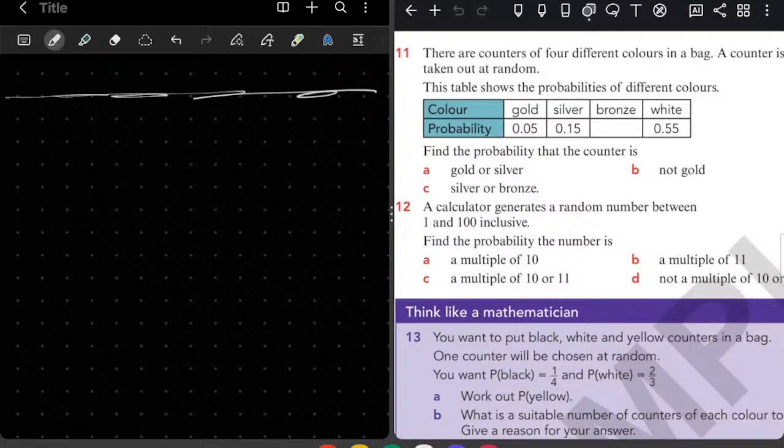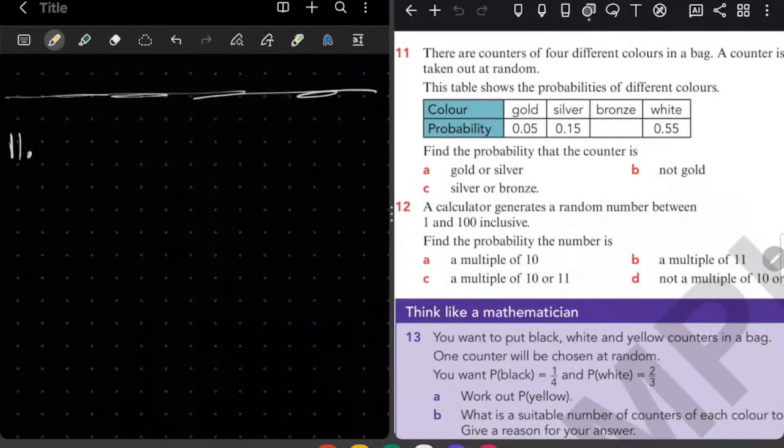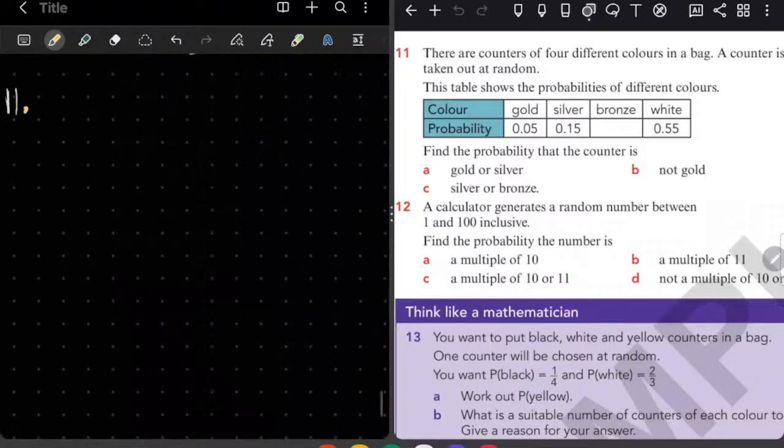So now let's do this first question, number 11. Are you seeing it, students? All right, let's answer this one. Find the probability that the counter is... Here, we need to delete this, right? Here they said, find the probability that the counter is gold or silver. Are you seeing the first one? Right. So let's do this practice.